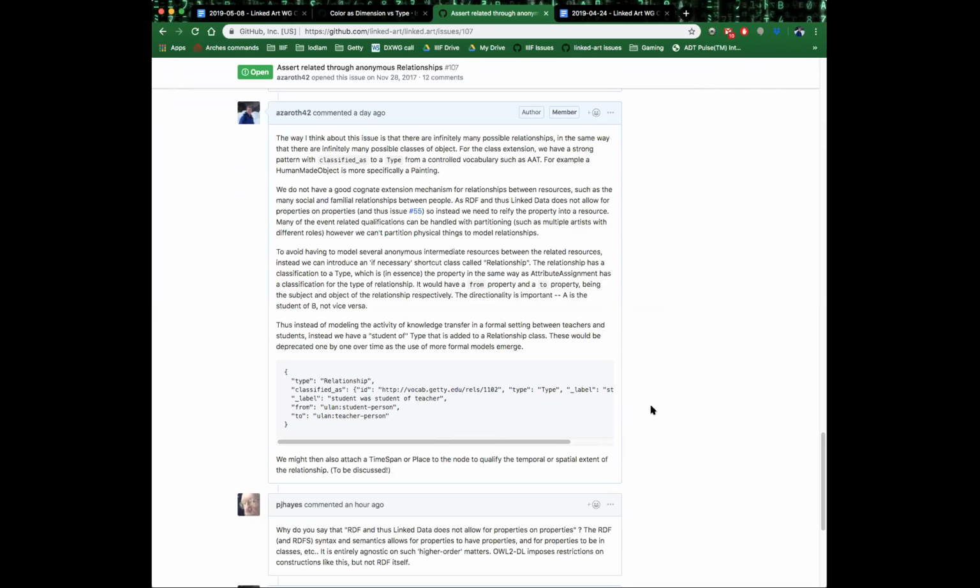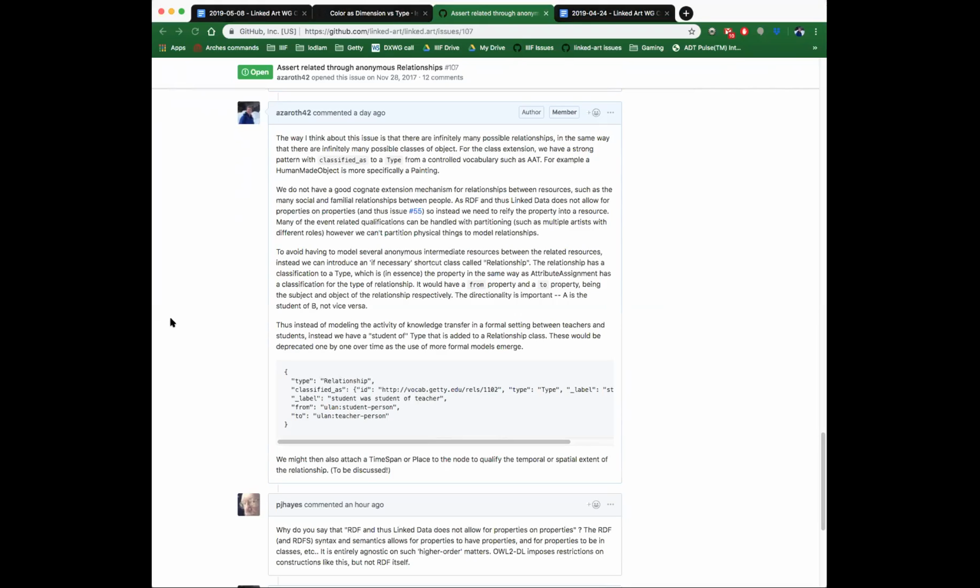This would also give us a pattern for the .1 properties in CRM, potentially. So we could use classified as to a CRM relationship, and then have a type, an additional property on the relationship to manage .1s if we don't already have a pattern.